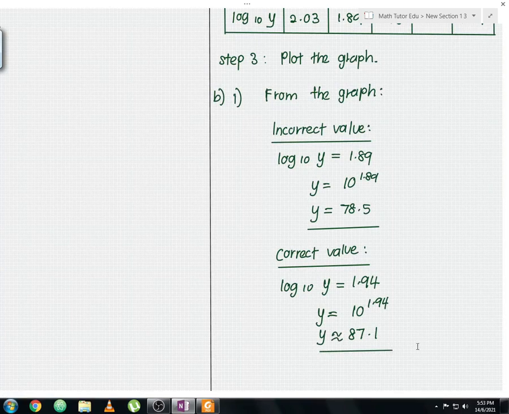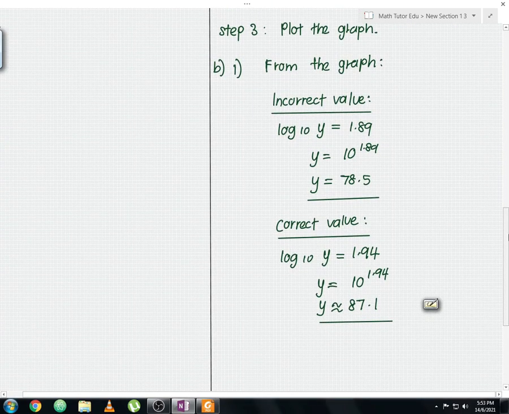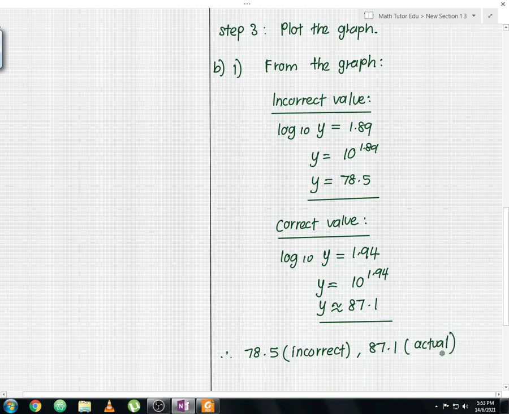So from here, your final answer will be 78.5, so it's considered as incorrect. Okay, and then comma, 87.1 is the actual value. Okay, let me underline the solution.